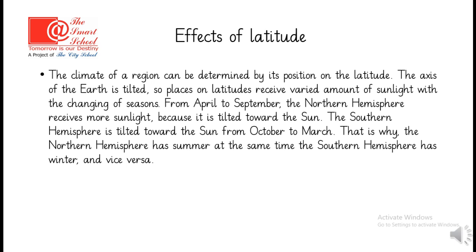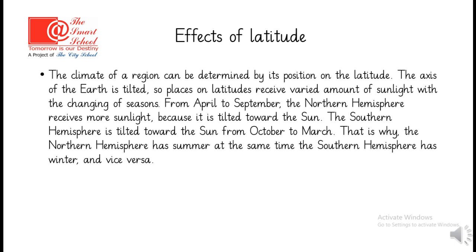The axis of the earth is tilted, so places on latitudes receive varied amounts of sunlight with the changing of seasons. From April to September, the northern hemisphere receives more sunlight because it is tilted towards the sun. The southern hemisphere is tilted towards the sun from October to March. That's why the northern hemisphere has summer at the same time the southern hemisphere has winter, and vice versa. So students, I hope you have understood the effects of latitude now.